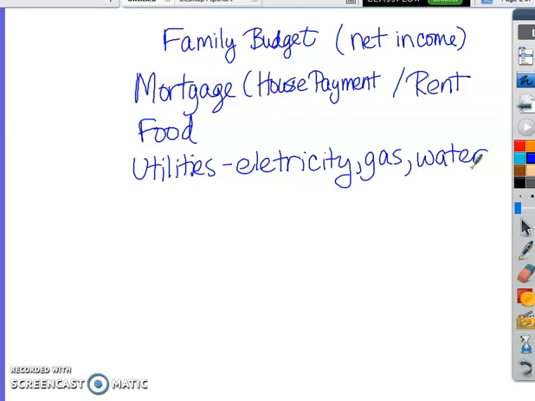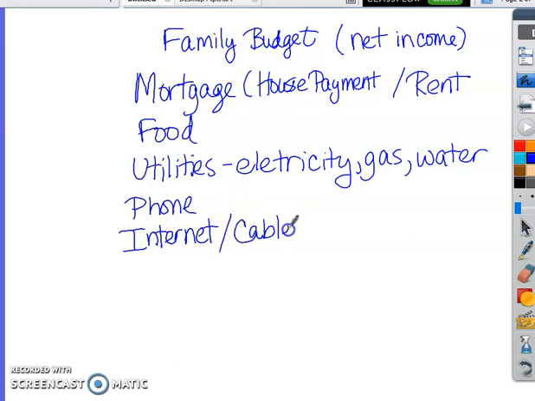Okay, so we have utilities. We have something like phone. And then probably, not everybody, but like internet, cable, and again, not all of us have that. Sometimes we don't make enough to afford all that, especially if you're right out of college. You may have a phone because generally we need that. Okay, so these are some things that we would definitely want to make sure we budget.